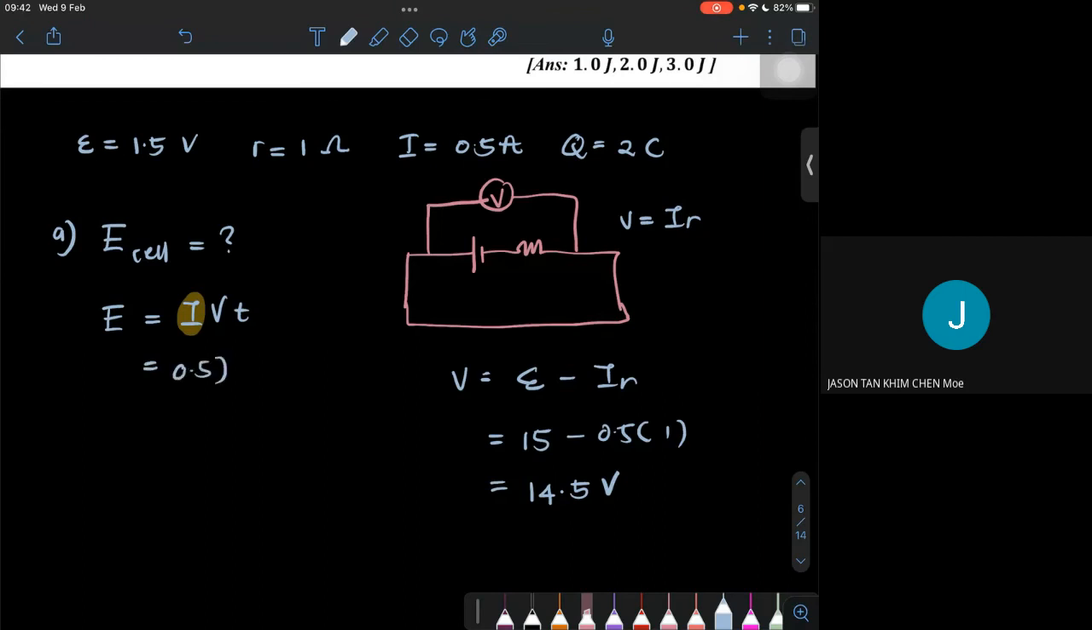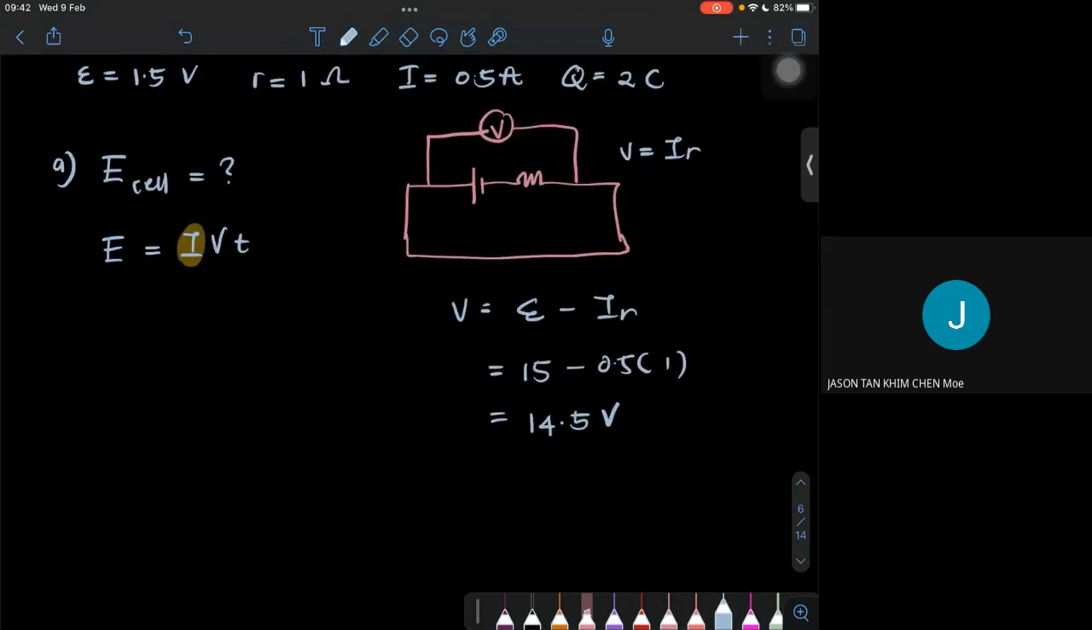So here was 0.5. Okay, wait. Before that, we don't have value for T. Okay, kita ada value untuk T kan? So we can find the value for T. How do we find value for T?